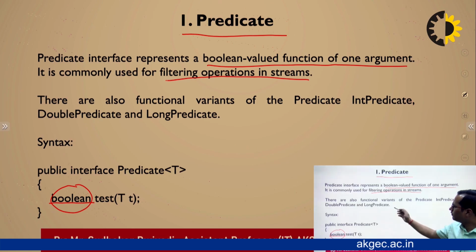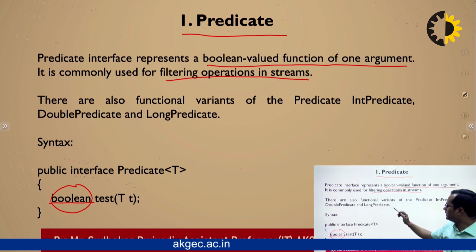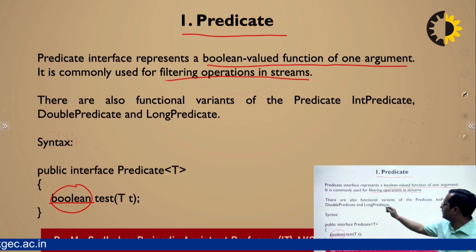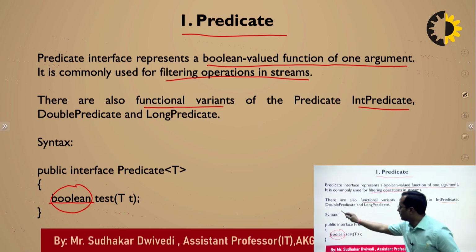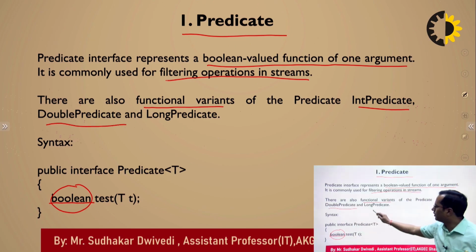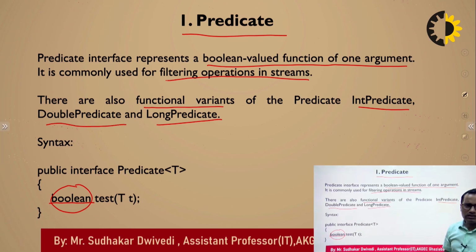So there are also some variations of this functional interface type, Predicate. So what are the variations? As I have mentioned, it will take only one argument and will return Boolean type values. But the variants of Predicate are IntPredicate, DoublePredicate, or LongPredicate. So these are some variations of this Predicate.